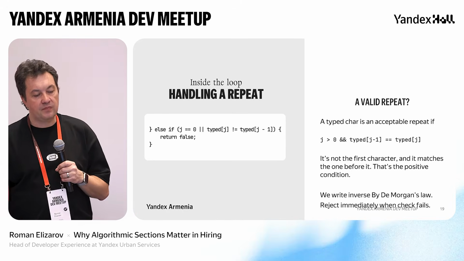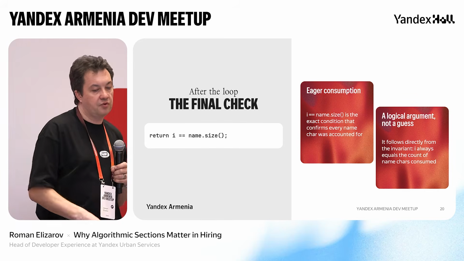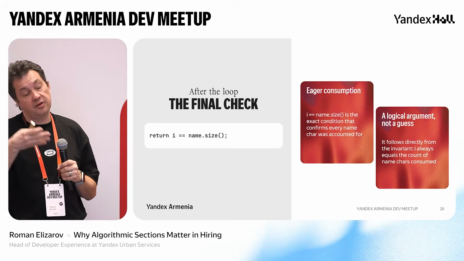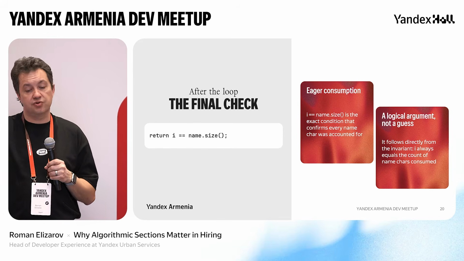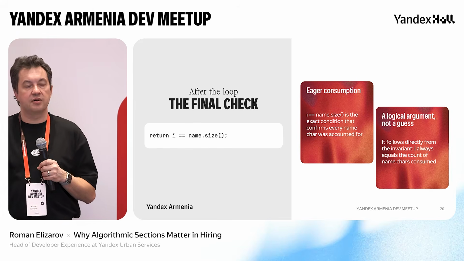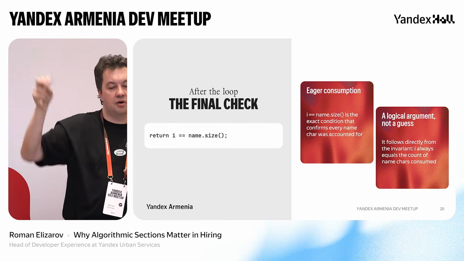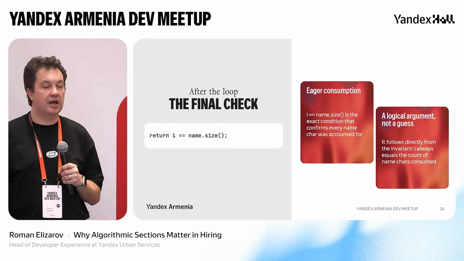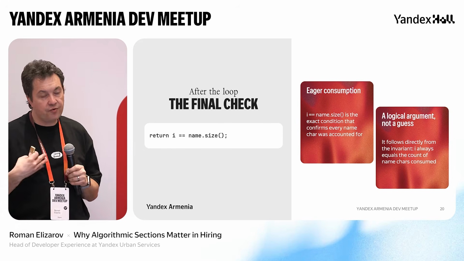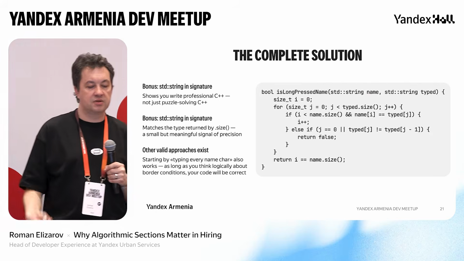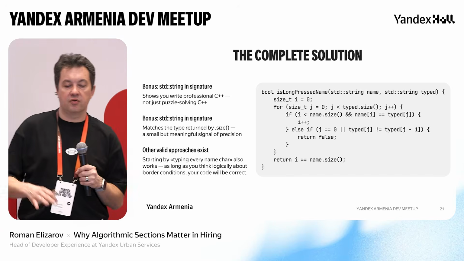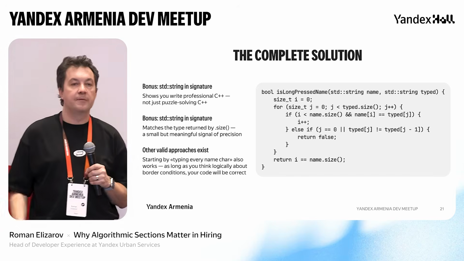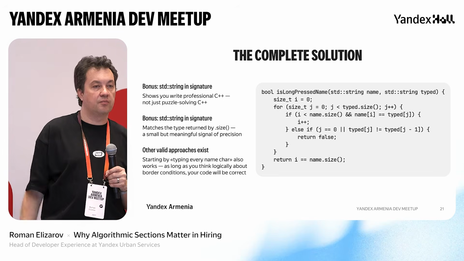And of course, the final check, after the loop: we have to check that we've actually consumed all the letters from name, because our goal was to determine if this name could have been typed this way. So it's not just about legally typing every character, it's also about making sure that all characters from name were typed. And that last return check exactly captures this part of the logic. If you follow this logical argument, you'll end up with a solution like this. There will be one function that has a clear loop structure that represents clearly the cases and conditions you've identified.